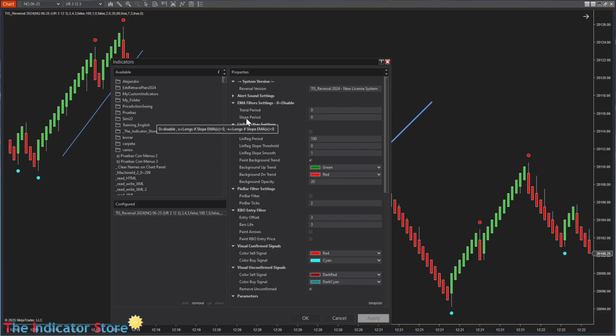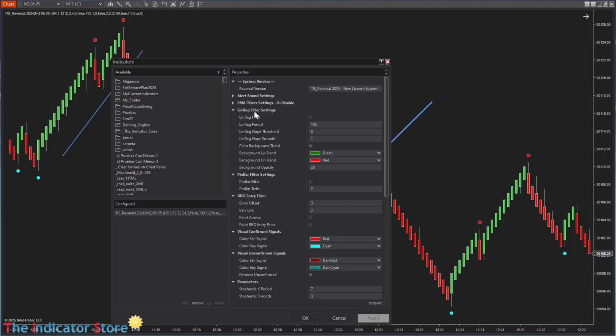We can also filter by the slope of that moving average. Again, with a positive number, if the slope is positive, we enable longs. If it is negative, we enable shorts. And if we set a negative slope, it works the other way. So when the slope is positive, enable shorts. When the slope is negative, enable longs. And using a zero, it is disabled. Okay, so we have an exponential moving average filter.